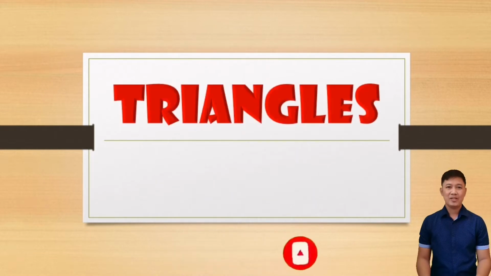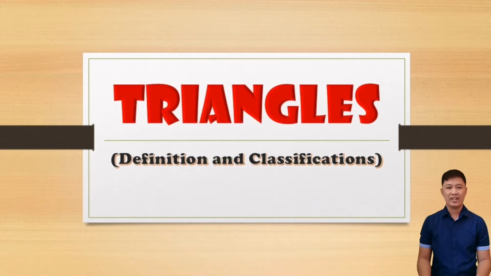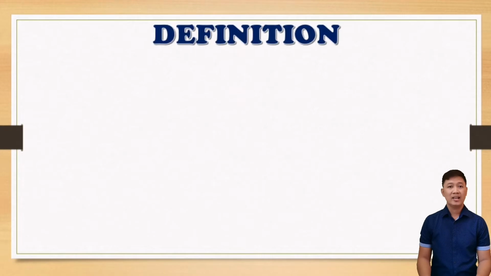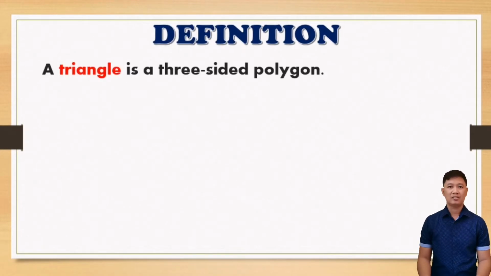Today I'll be presenting to you the definition and classifications of triangles. A triangle is defined as a three-sided polygon. It can be classified according to the measures of its sides and measures of its interior angles.